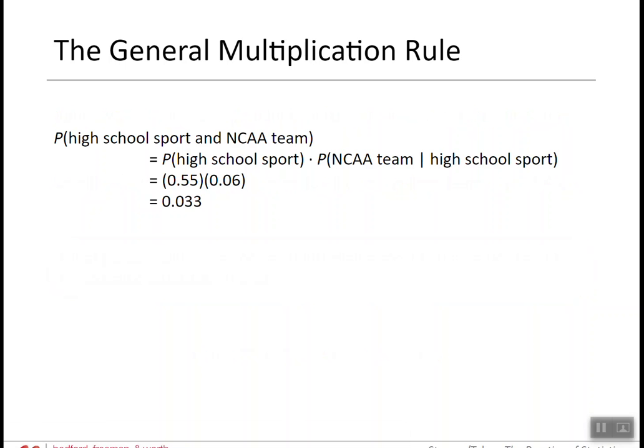So, formalizing this a little bit, we're trying to find the probability that a student plays a high school sport and ends up playing on an NCAA team. To do that, we need to take the probability that a student plays a high school sport and multiply that by the probability that they are on an NCAA team given that they played a high school sport, which are the numbers from the previous slide. 0.55 times 0.06, which is 0.033, so about 3.3%.